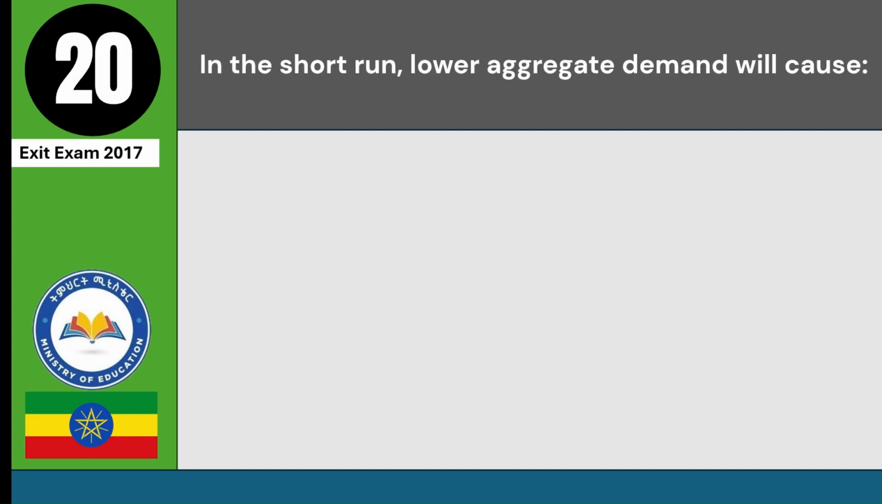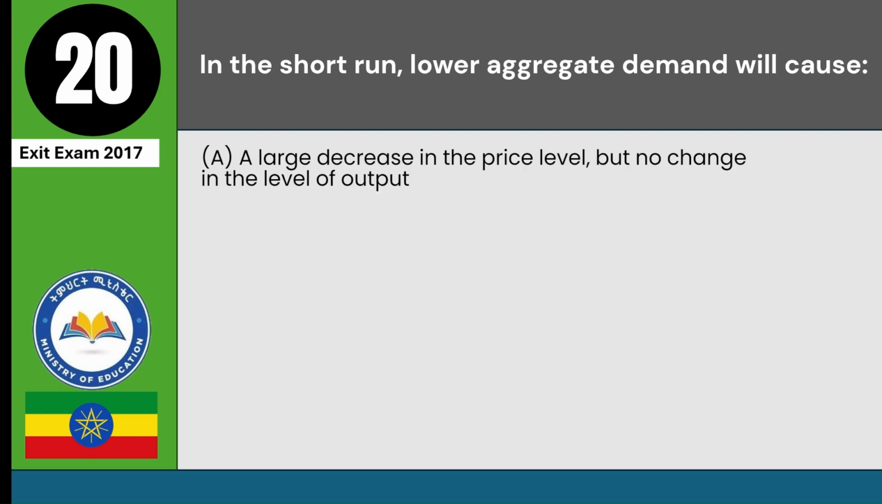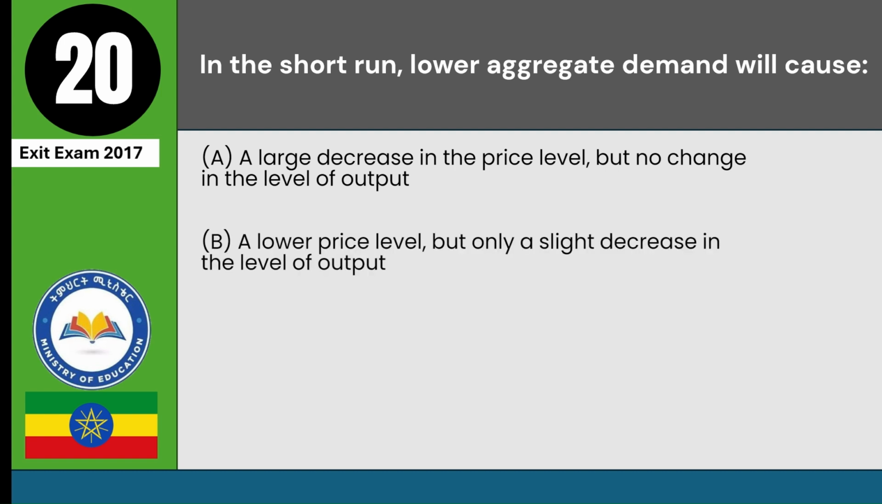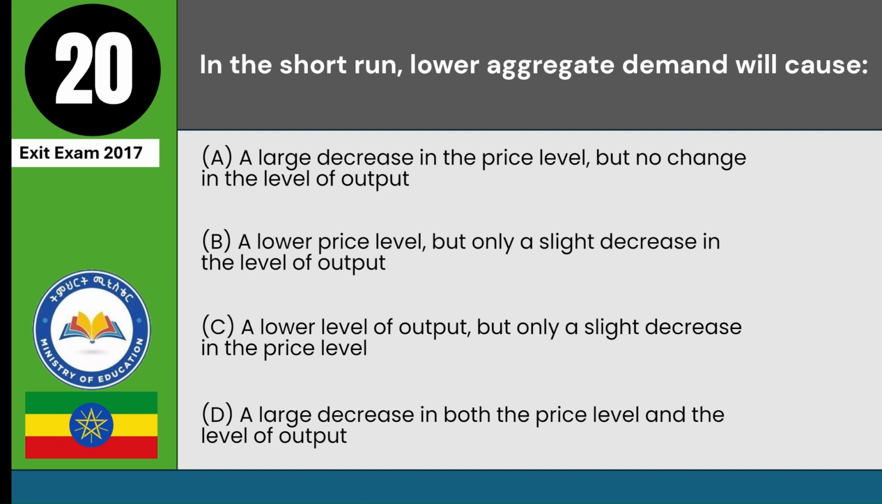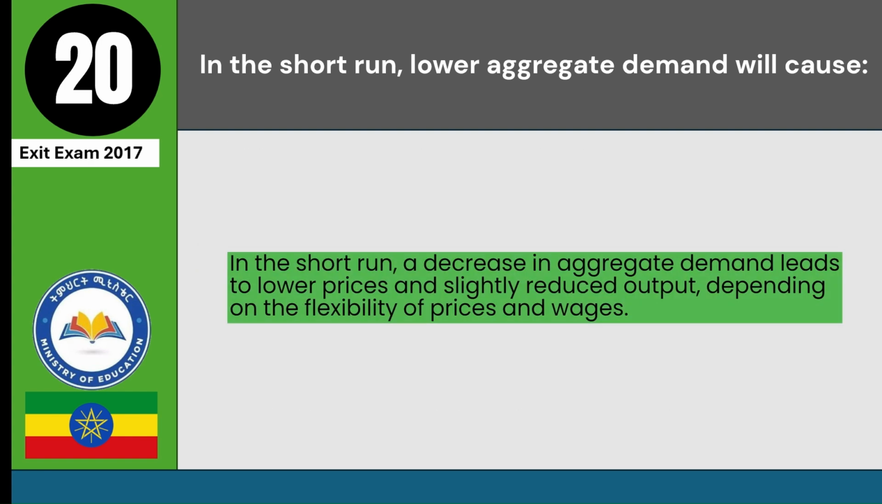In the short run, lower aggregate demand will cause A. A large decrease in the price level, but no change in the level of output. B. A lower price level, but only a slight decrease in the level of output. C. A lower level of output, but only a slight decrease in the price level. D. A large decrease in both the price level and the level of output. Answer B. In the short run, a decrease in aggregate demand leads to lower prices and slightly reduced output, depending on the flexibility of prices and wages.